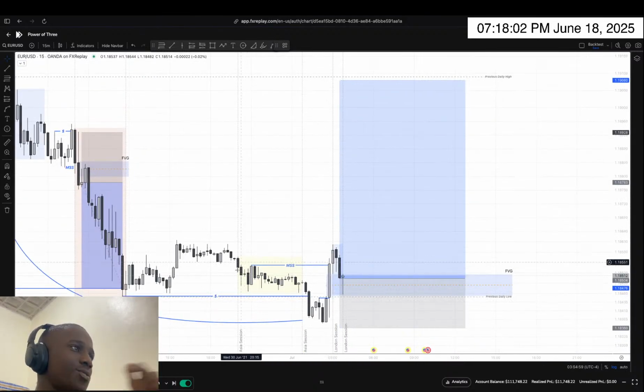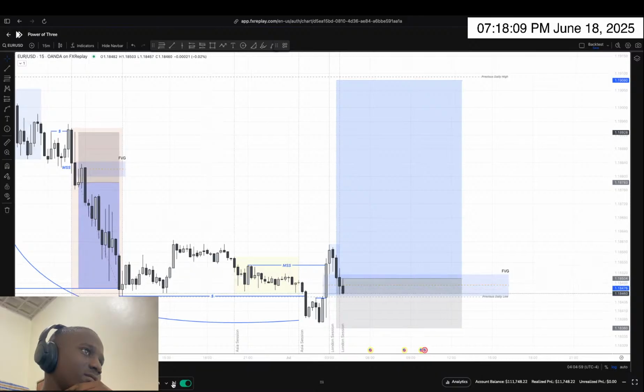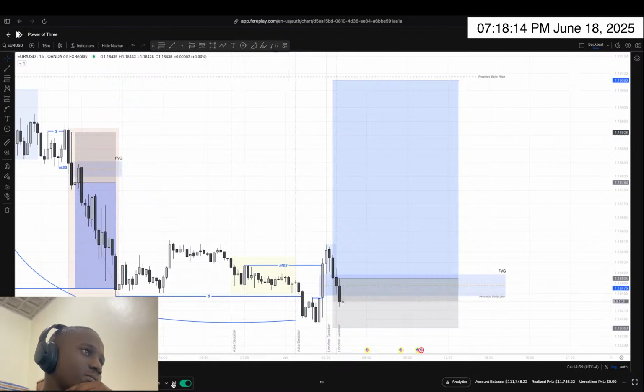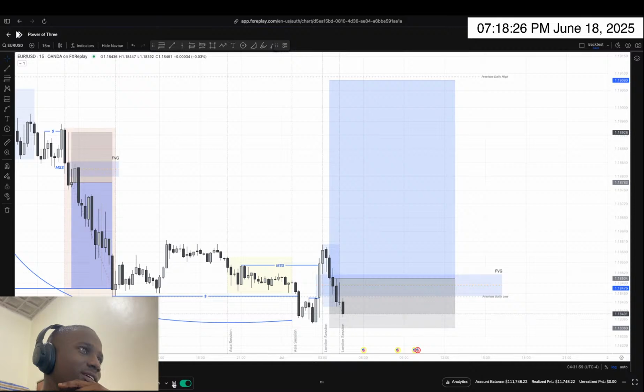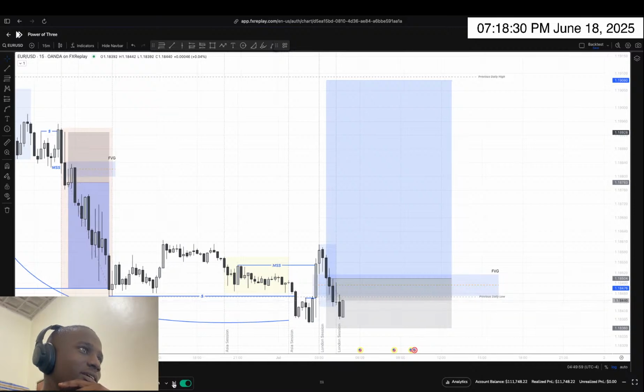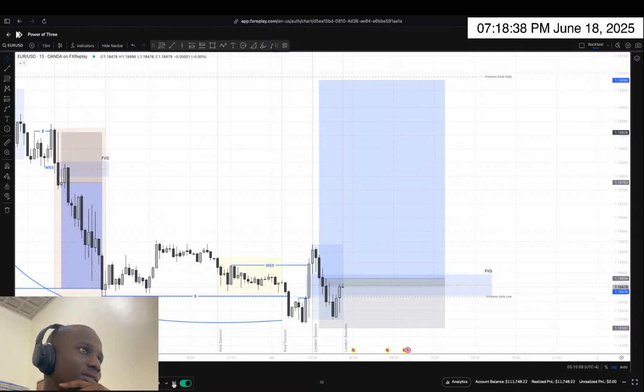So you can see it's rejecting. Now I'd like to use the 1 minute here to see how it rejects. I want to see candles closing above this consequent encroachment, and if we don't, then yeah, we're bearish. Entry will be invalidated. We can see that this entry has been already invalidated. We can't take this. We're not gonna take this. By the looks, we're not.